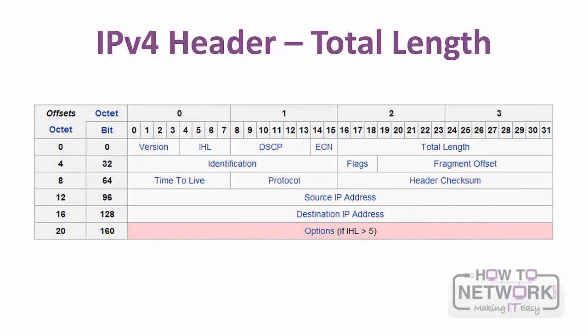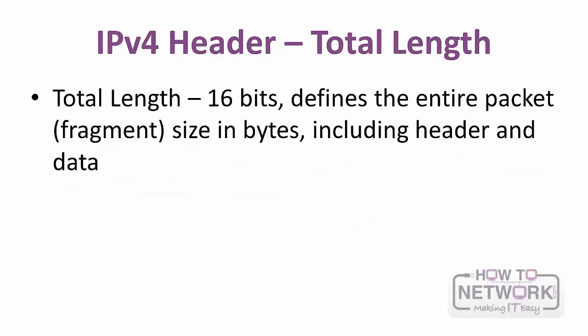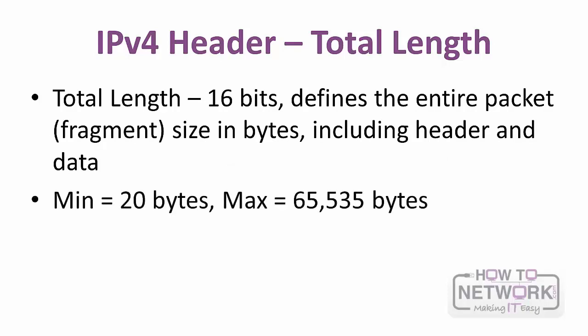Total length, 16 bits. Defines the entire packet, fragment, size in bytes, including header and data. This is a 16-bit field, so the maximum size of an IPv4 packet is 65,535 bytes, while the minimum length packet is 20 bytes, 20-byte header plus 0 bytes data.